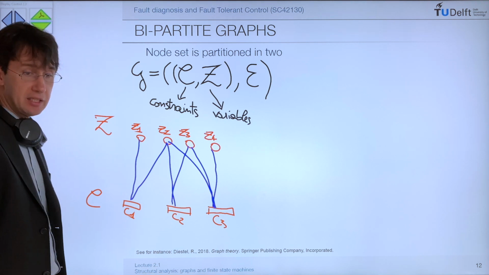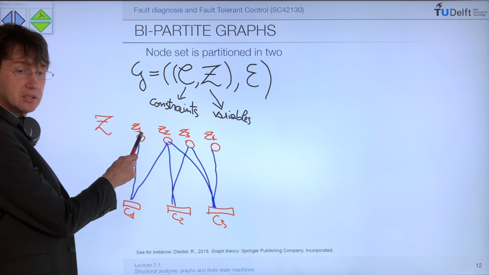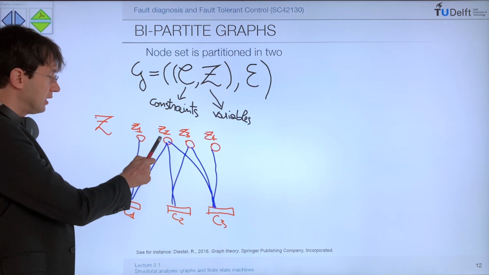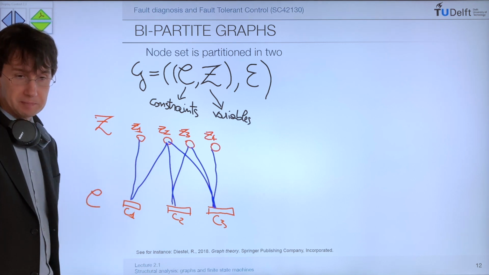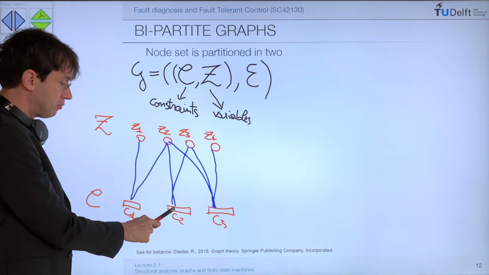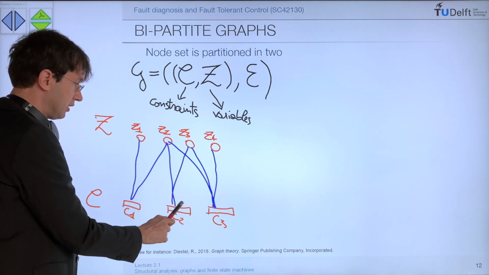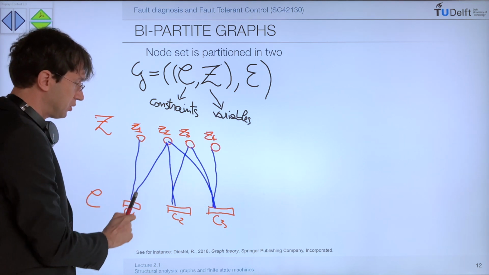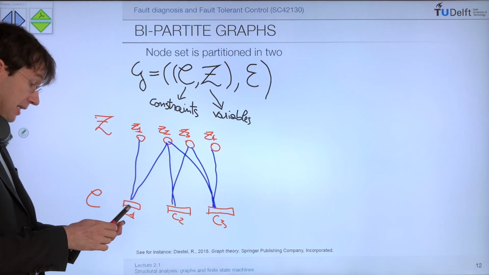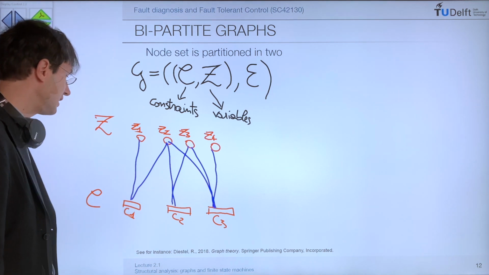This graph is representing the fact that one variable Z1 is occurring in one equation C1, where the variable Z2 is also occurring. And similarly, Z2 and Z3 both occur in C2, and Z3, Z4, and Z2 are occurring in equation C3. For example, the equations can be as simple as this one.